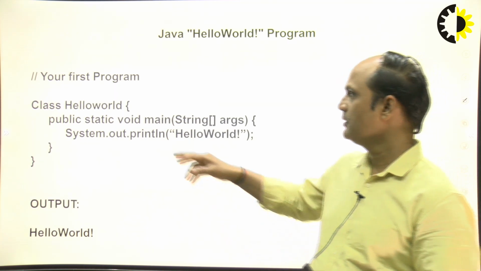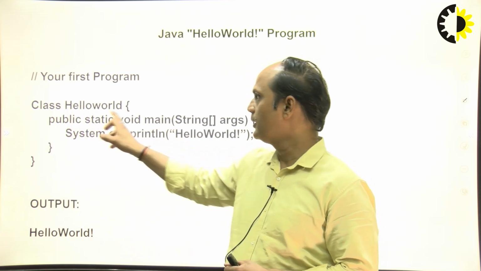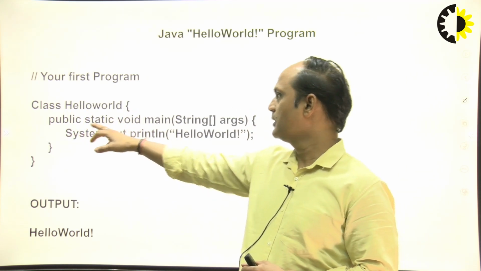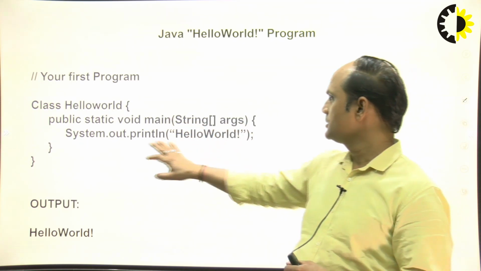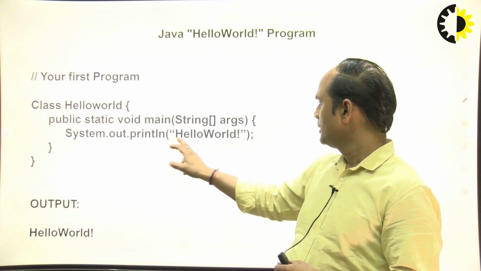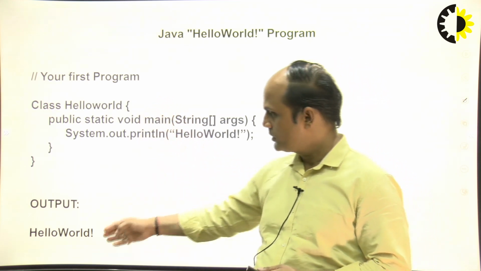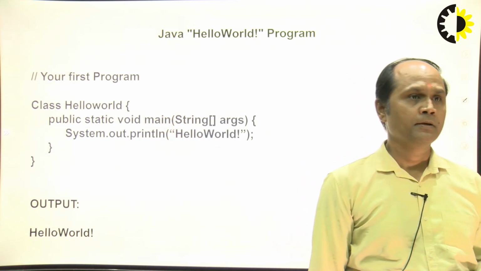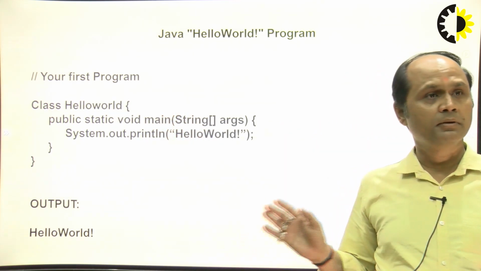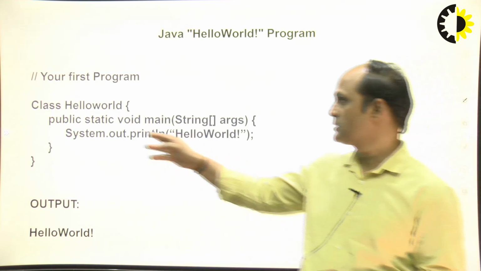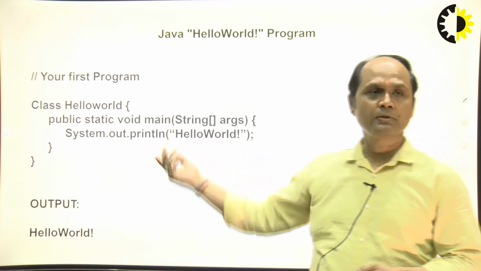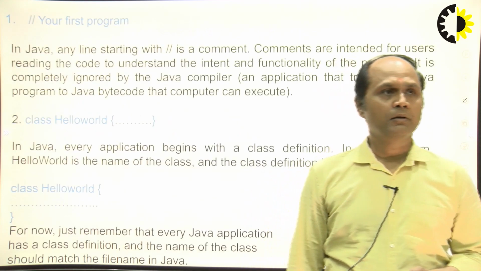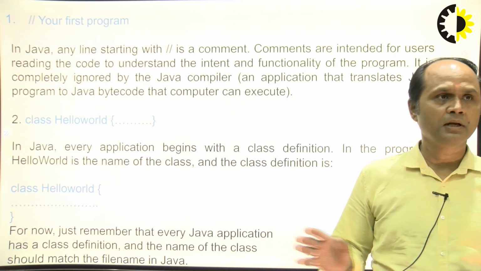In Java we use class HelloWorld, and then we define public static void main(String args), System.out.println hello world. The output is hello world. So how can the program be run, and what are the concepts of public static void main(String args) and System.out.println? We can discuss it line by line.